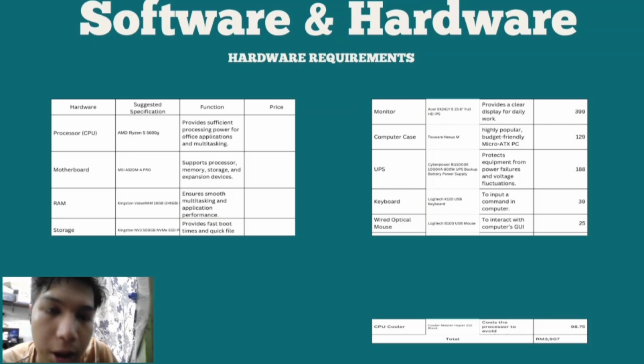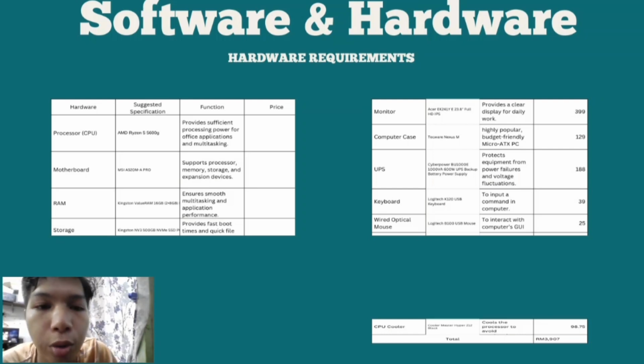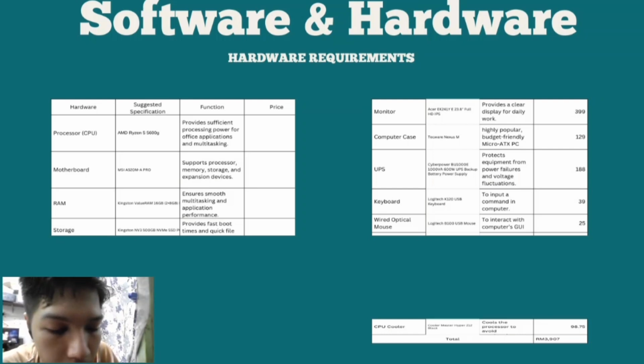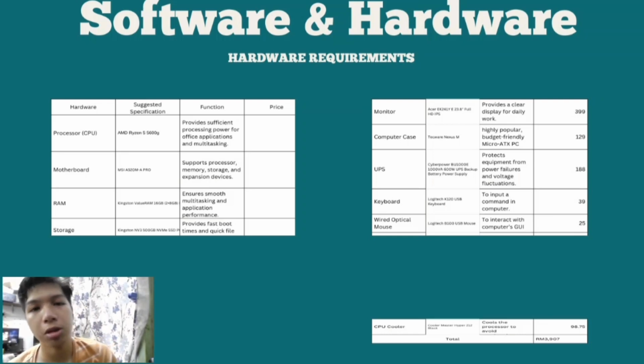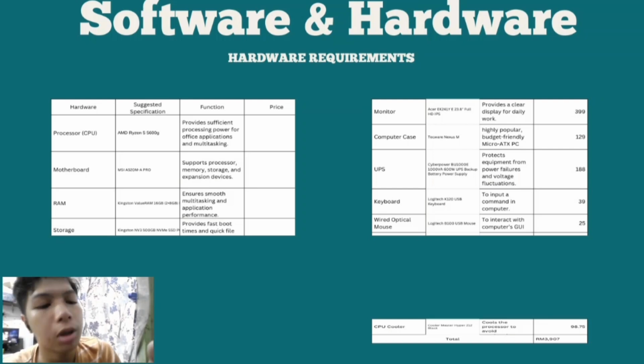For the computer case, we go with TechWare Nexus M, which is micro ATX. The TechWare Nexus M is a compact micro ATX case with good airflow and cable management. It keeps the internal components organized and helps maintain proper cooling. And also, it is very small, which is good, which helps with space.